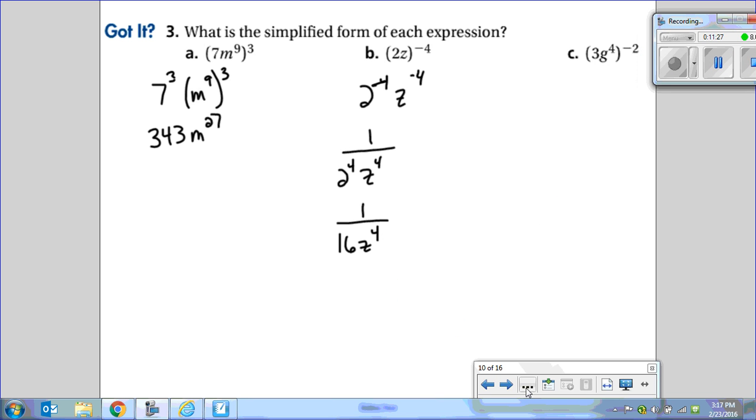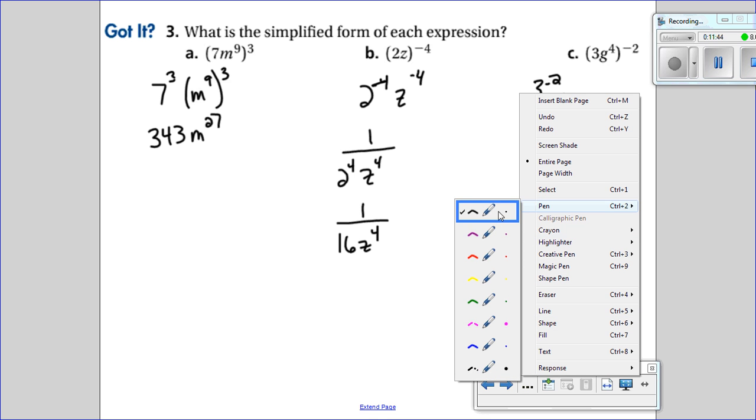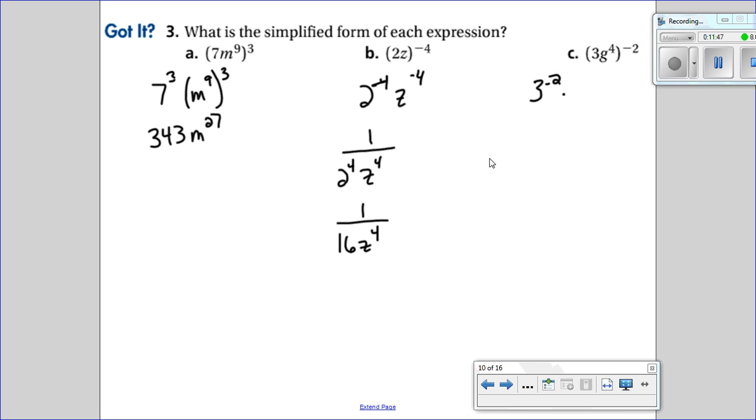And then last one, if it's going to let me do it. So we've got 3 to the negative 2. I don't think it's going to. Let's try this one more time. G to the 4th to the negative 2. Sorry, it doesn't want me. Anyway, let me see if I can just get straight to the answer.